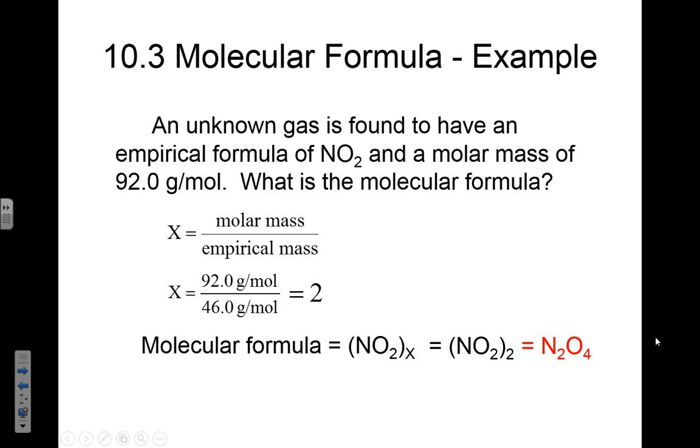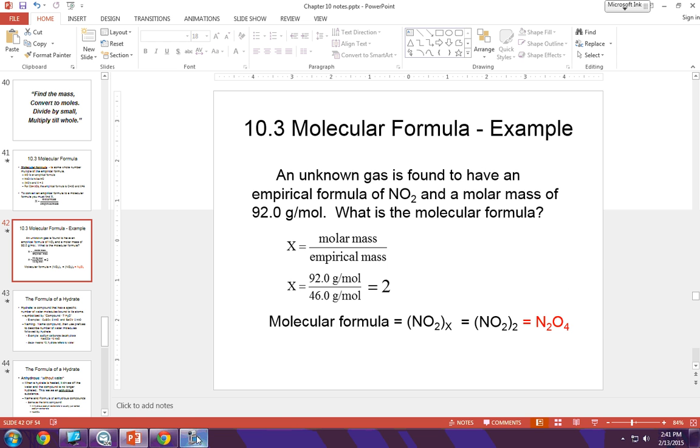So this must have been dinitrogen tetroxide. So that's how you do molecular formula problems. Once you've established the empirical formula and you know the molar mass of the molecule, you divide the molar mass by the empirical mass to get the multiple, and then multiply it out, and you have your molecular formula. So it was a short set, but that ends our notes over these ideas.